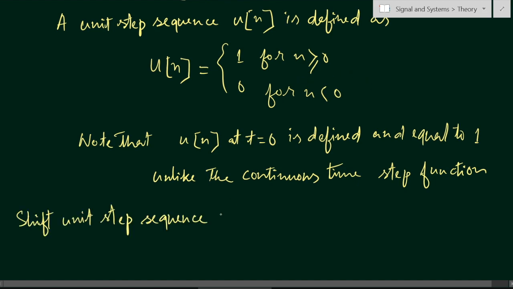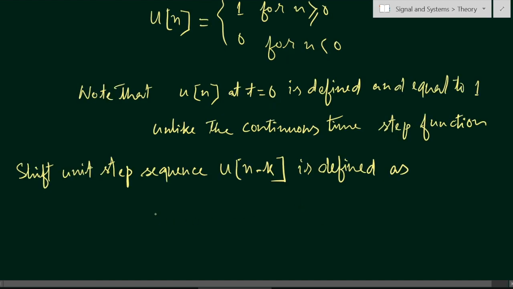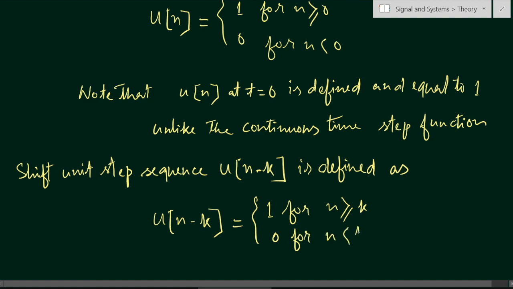So what is the shifted unit step sequence? u of n minus k, that is, it is shifted by k value. It is defined as u of n minus k equal to 1 for n greater than or equal to k and 0 for n less than k.